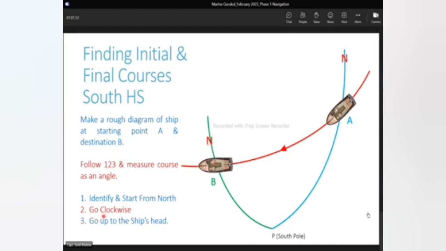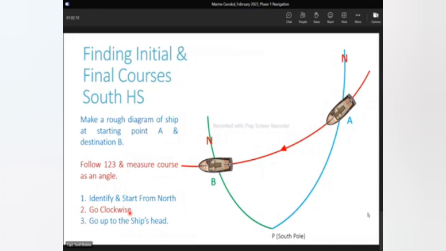Sir, can you explain this? Go ahead, beta. Yes, sir. This identification, starting from north: for northern courses, I understood. But for southern courses, how did you identify which is going towards north? Can you explain one more time?